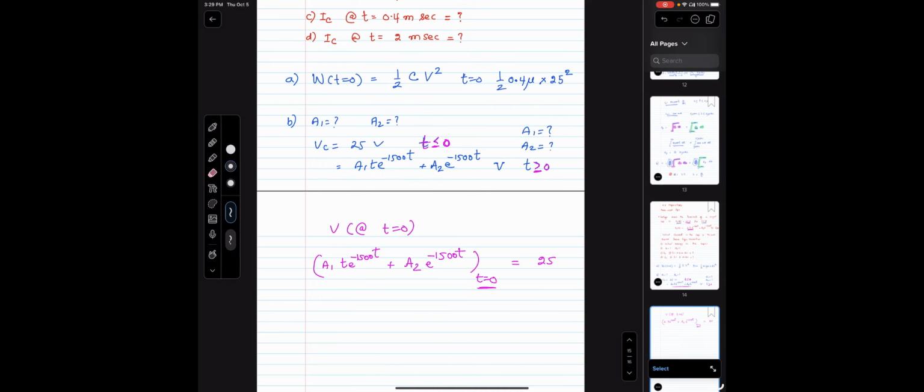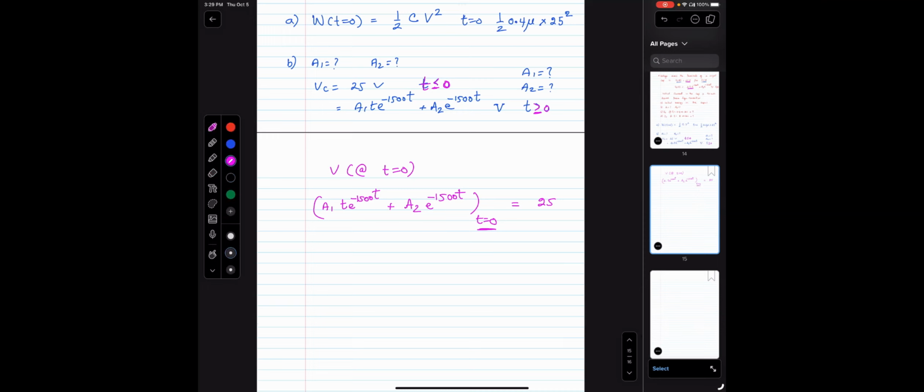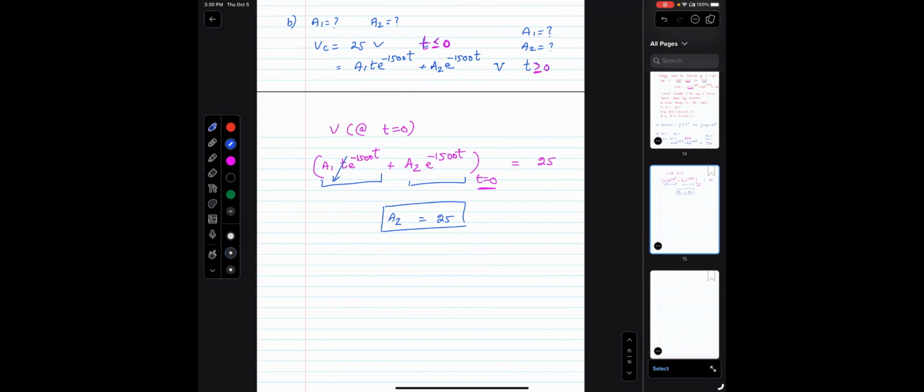Now, once you do that, what you will see is when you plug in t equals 0, all of this first term will go away, and A2 is left to be 25. So you found the value of A2 simply by noticing that when time t equals 0, both these terms should be equal. Now, how do you find A1?